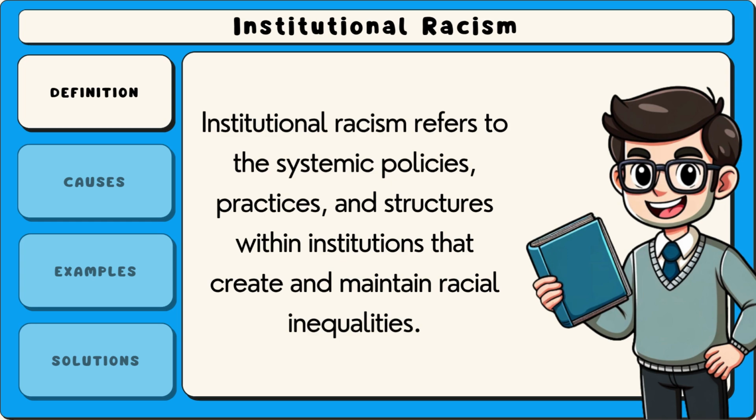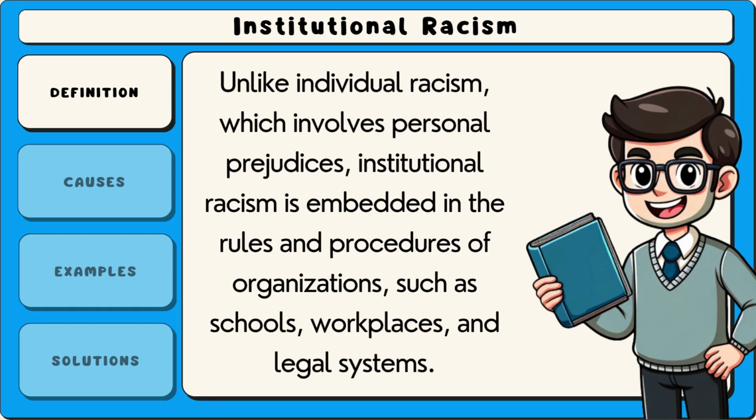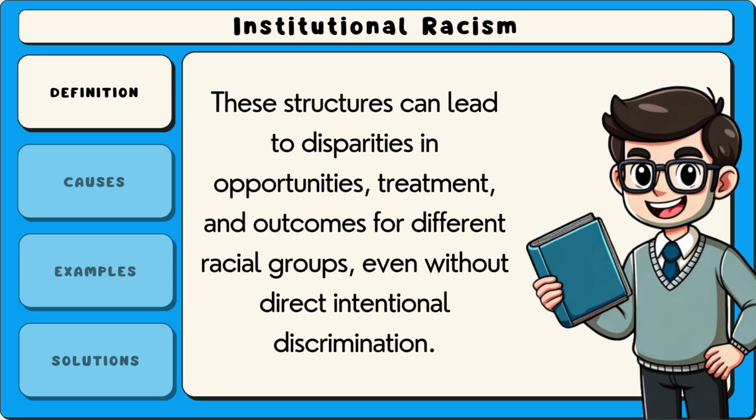Institutional racism refers to the systemic policies, practices, and structures within institutions that create and maintain racial inequalities. Unlike individual racism, which involves personal prejudices, institutional racism is embedded in the rules and procedures of organizations, such as schools, workplaces, and legal systems. These structures can lead to disparities in opportunities, treatment, and outcomes for different racial groups, even without direct intentional discrimination.